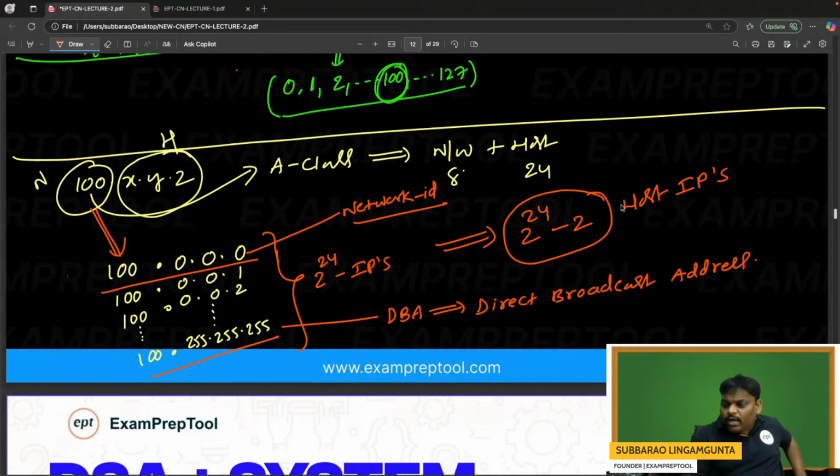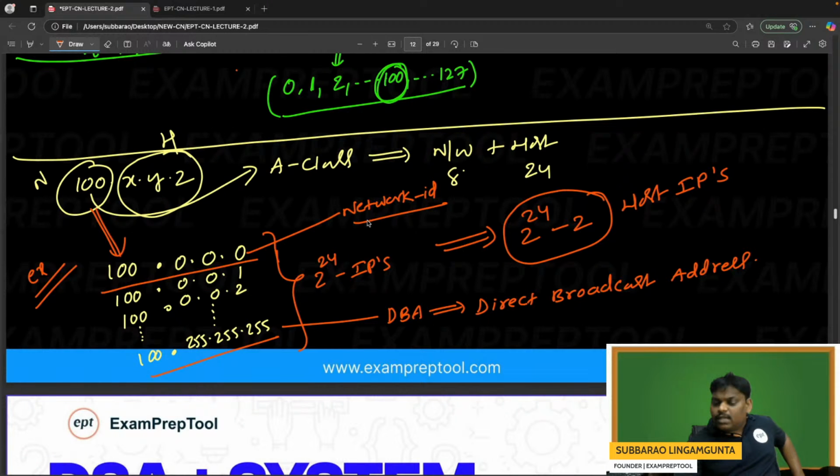What is the network part? Network part 100. Network 100 of class A contains 2 power 24 IPs. Out of them, 2 I cannot use for host purpose. 2 are for special purpose. 2 power 24 minus 2 host IPs. Is it okay? It is one example. If they ask you hosts how many, 2 power 24 minus 2 hosts. How many IPs possible in total?